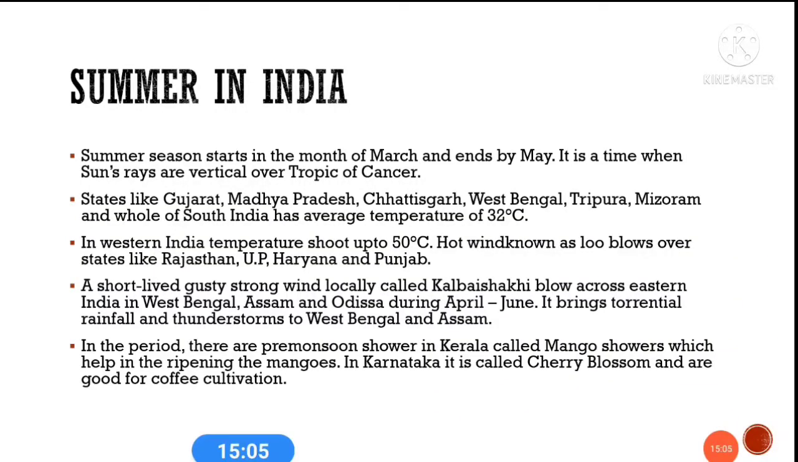Point to be noted, not in the northern part of India. These are some of the states where the average temperature remains 32 degrees Celsius, whereas in western India, temperatures shoot up to 50 degrees Celsius. As we move toward the western part of India, during the summer months, temperature reaches up to 50 degrees Celsius. Very hot wind blows.